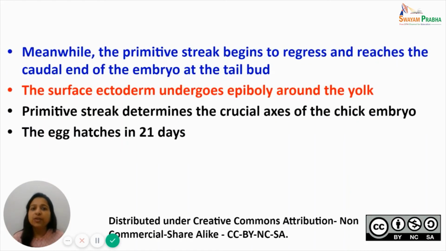Meanwhile, the primitive streak begins to regress and it reaches the caudal end of the embryo where it ultimately merges at the tail bud region. The surface ectoderm will undergo an epiboly around the whole of the yolk so as to surround the complete embryo. The primitive streak determines the crucial axes of the chicken embryo: the anterior-posterior axis, the dorsoventral axis, as well as the left-right axis. It has a huge significance in chick embryogenesis, and the chick egg hatches in 21 days.